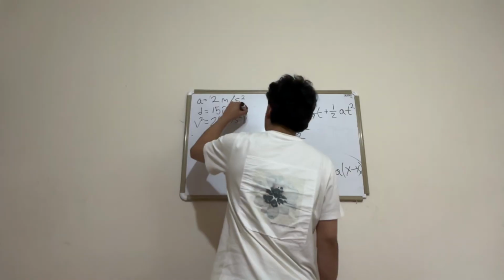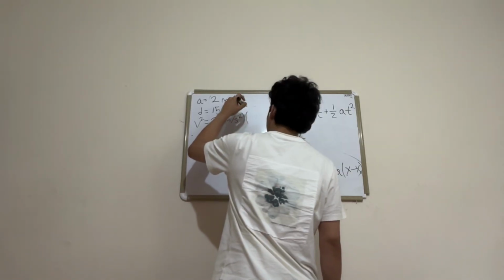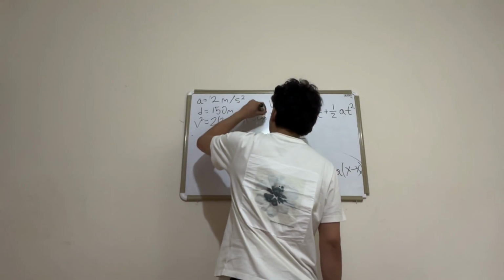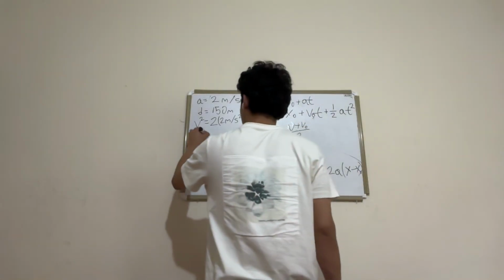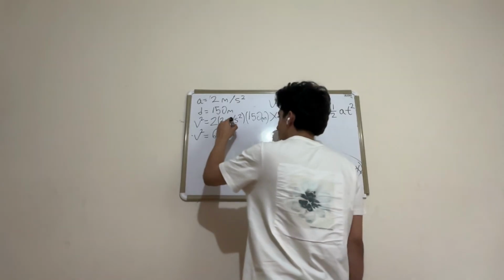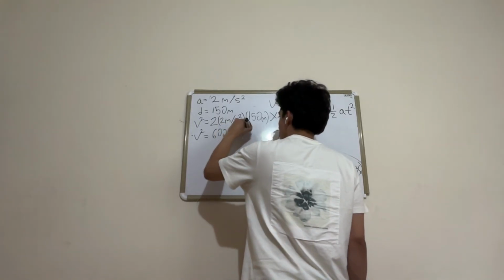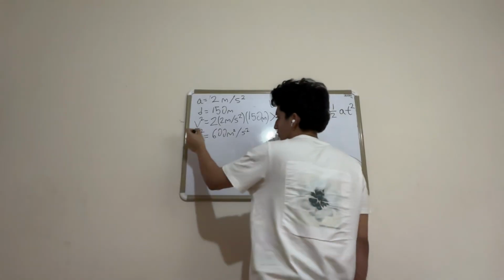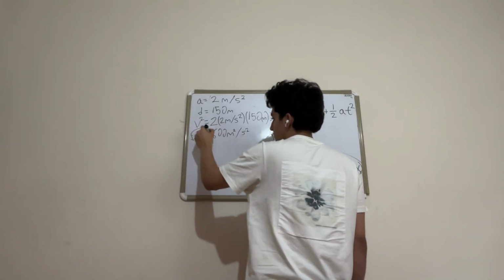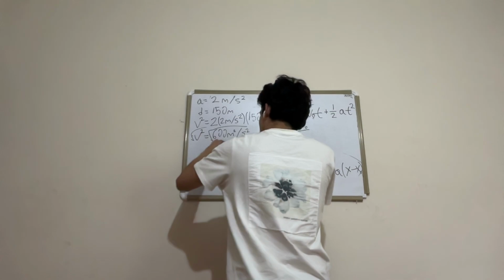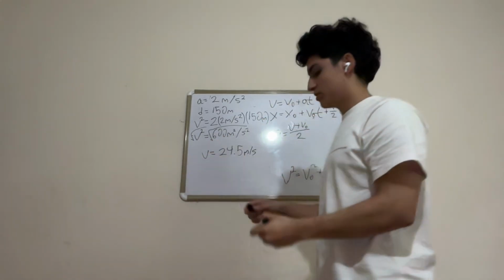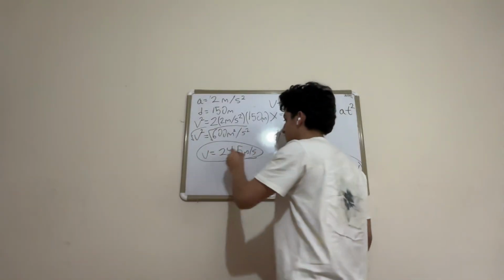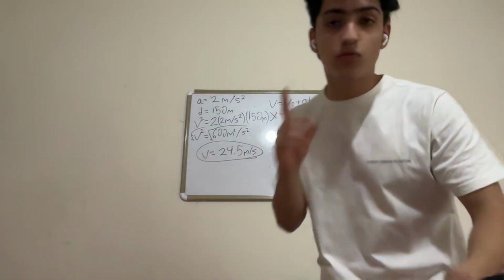That basically gives us 2 meters squared per second squared. Now finally we need to get rid of the square, so boom, 24.5 meters per second. So now here's the result. This is the velocity required for the airplane to take off.